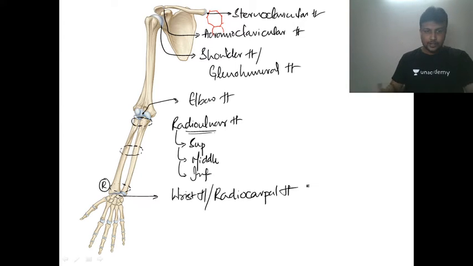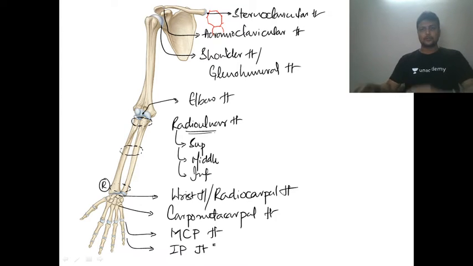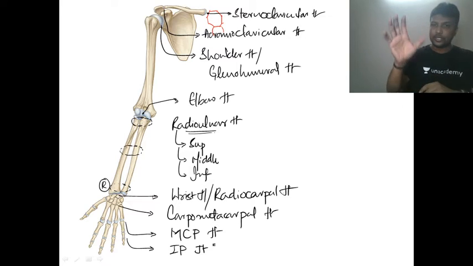Fine. And after that, you are able to see this joint here. This one will be the carpo-metacarpal joint. And then this one will be the metacarpophalangeal joint. I'll just write it down in short here. And then you'll have the interphalangeal joint, guys. So I'm pretty confident you already know the names of all these joints.